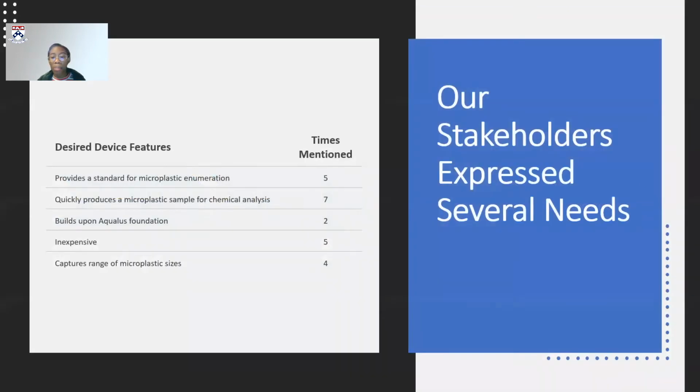So our stakeholders expressed several main needs for a device that could do the things that we mentioned earlier, this automatic counting of microplastics in a sample. The main things that they asked for were a product that could provide a standard for microplastic enumeration, as there's currently none or few standards that are actually written. They wanted something that could quickly produce a microplastic sample that is ready for chemical analysis.